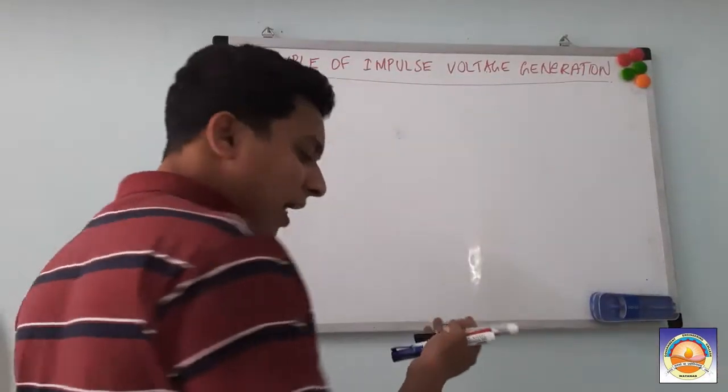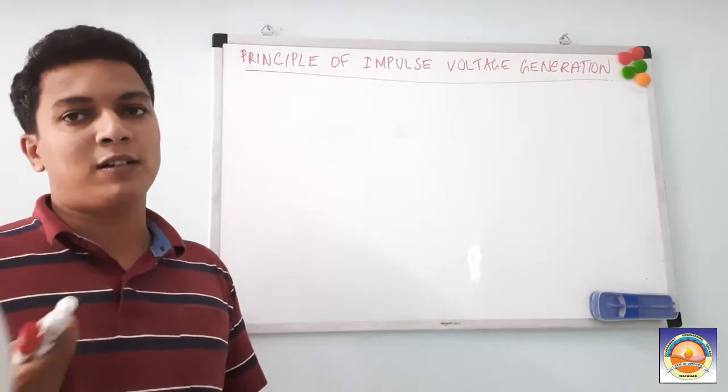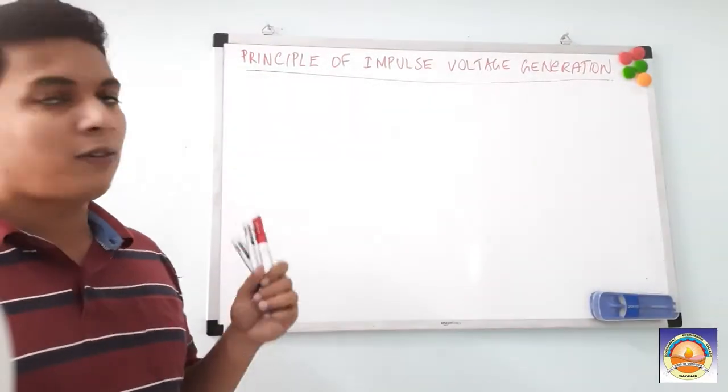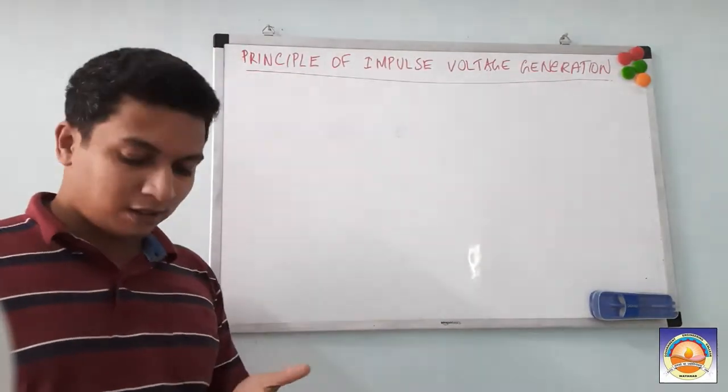So, in the last class, we have seen how an impulse voltage wave will look like, and now in this class, we will look into the voltage generation. So, first of all, let us see what is the principle of impulse voltage generation.